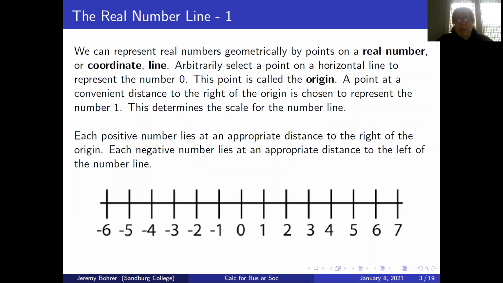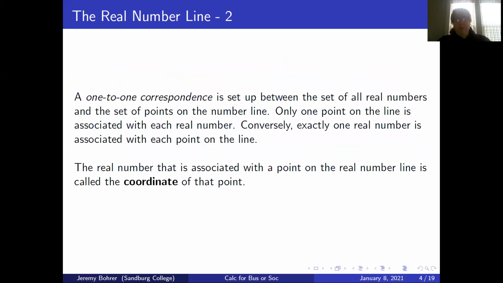Each positive number lies an appropriate distance to the right of the origin, and each negative number lies at an appropriate distance to the left of the origin on the number line. A one-to-one correspondence is set up between the set of all real numbers and the set of points on the number line. Only one point on the line is associated with each real number. Conversely, exactly one real number is associated with each point on the line. The real number that is associated with a point on the number line is called the coordinate of that point.